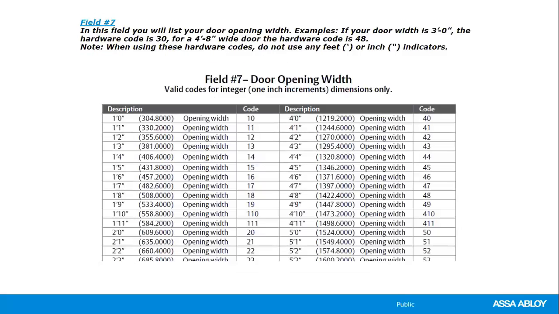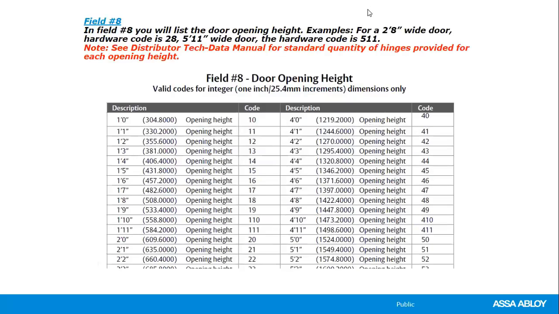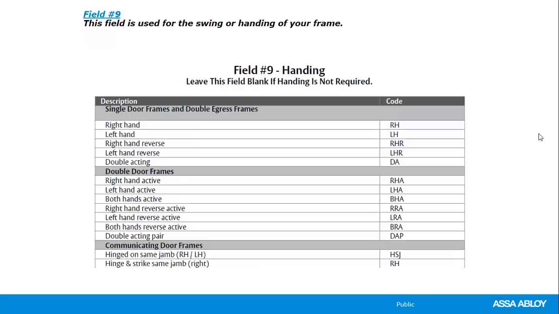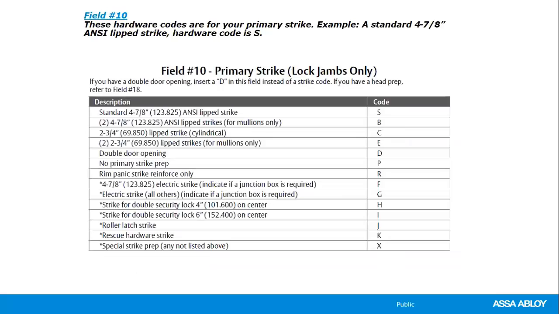We have our opening width. We have our opening height. And we get into the handing, which is in field 9. Field 10 gets into your strike jamb, and your standard one here will be your ASA lip strike, or your ANSI lip strike, which will be that code S, and you'll see all the other various types of codes. Again, note the codes that require some additional hardware, some additional information for us. It will have the asterisks there.